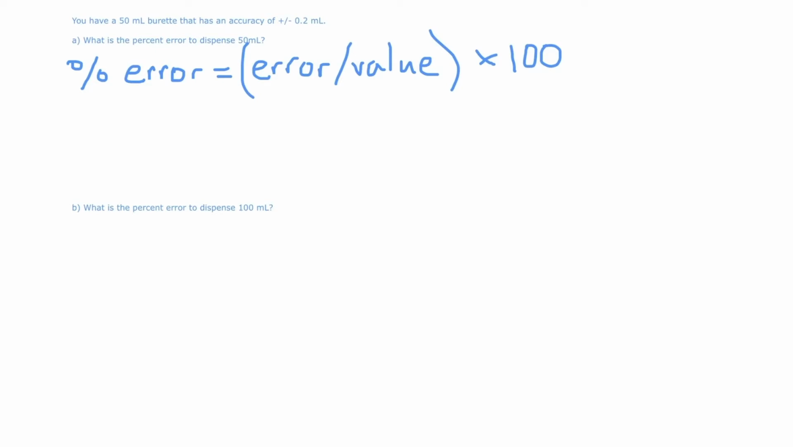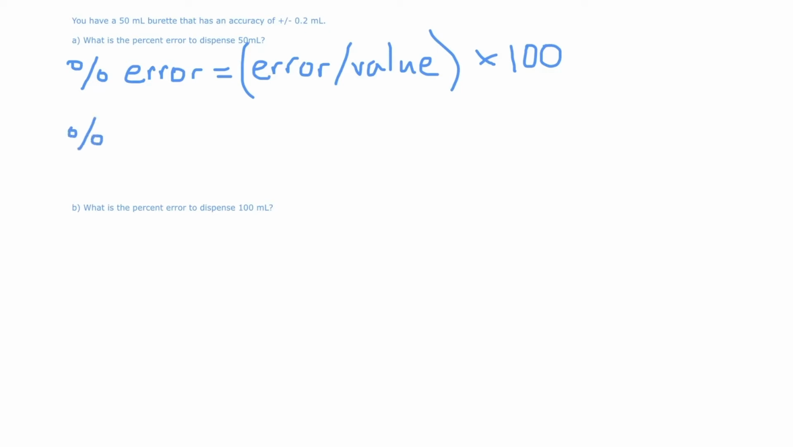So we know that our absolute error, which is this term right here, is 0.2 milliliters, as this is the error in the burette in one measurement. This is the uncertainty that is present in each measurement. So this is our absolute error, and is in the numerator of our relative error term in the percent error formula.